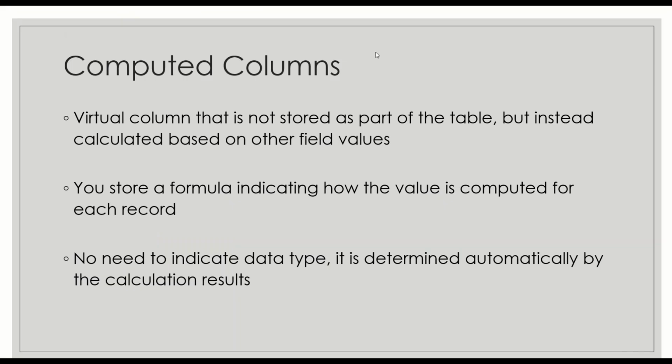A computed column is a virtual column that is not stored as part of the table, but instead calculated based on other field values. So what this means is, for that particular column, it's created as part of the table. However, no values are stored unless you specify that you want them to be stored. By default, in a computed column, what you store instead is a formula indicating how the value is computed for each record. There's no need to indicate a data type on a computed column because the type is determined automatically by the calculation results.